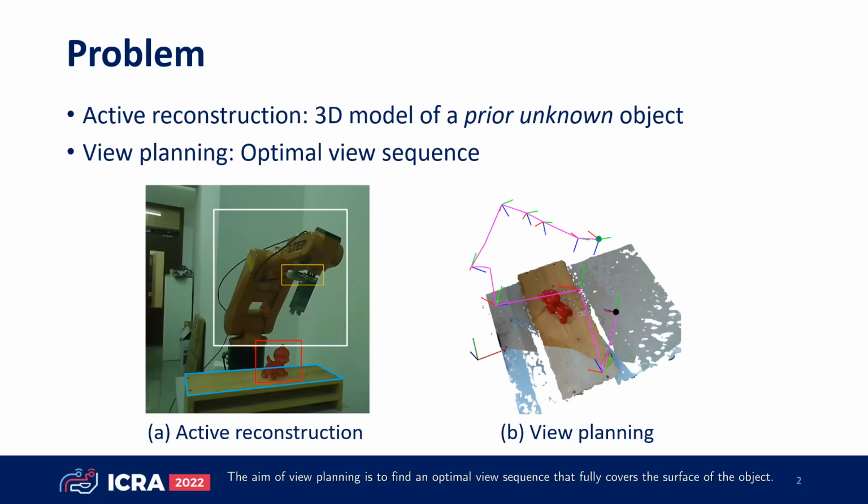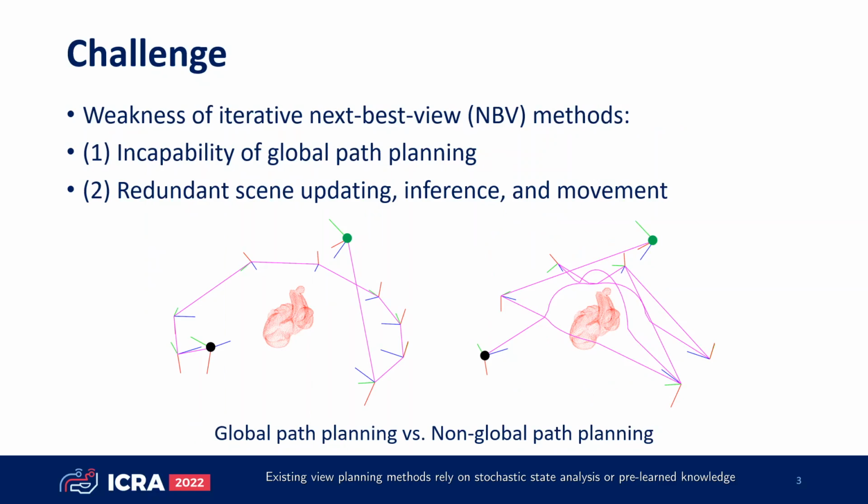The aim of view planning is to find an optimal view sequence that fully covers the surface of the object. Existing view planning methods rely on stochastic state analysis or pre-learned knowledge to obtain the next best view after each robotic scan. However, this iterative pipeline does not allow for global path planning. That is, the robot can only plan a path to the next view in this iteration. On the other hand, mainstream volumetric methods may have a time-consuming inference and scene updating stage for NBV evaluation.